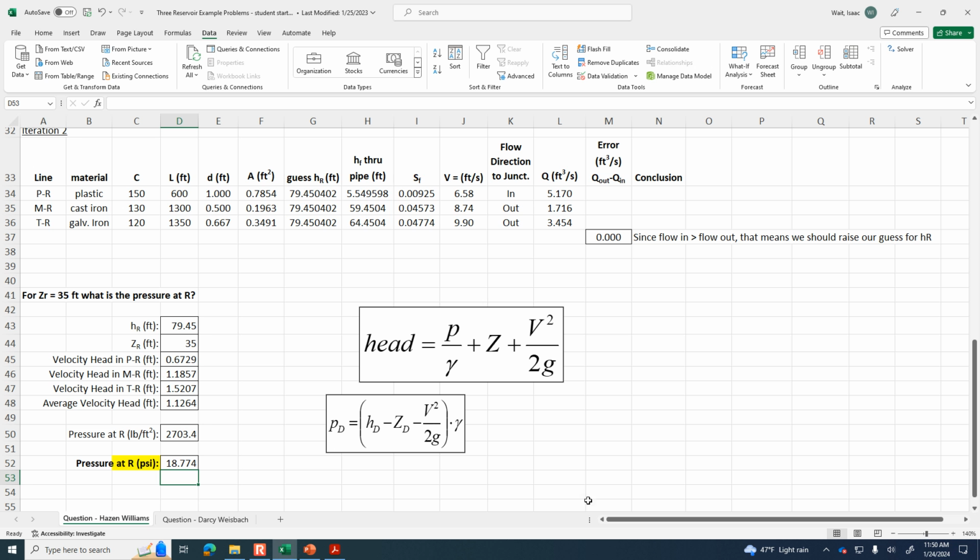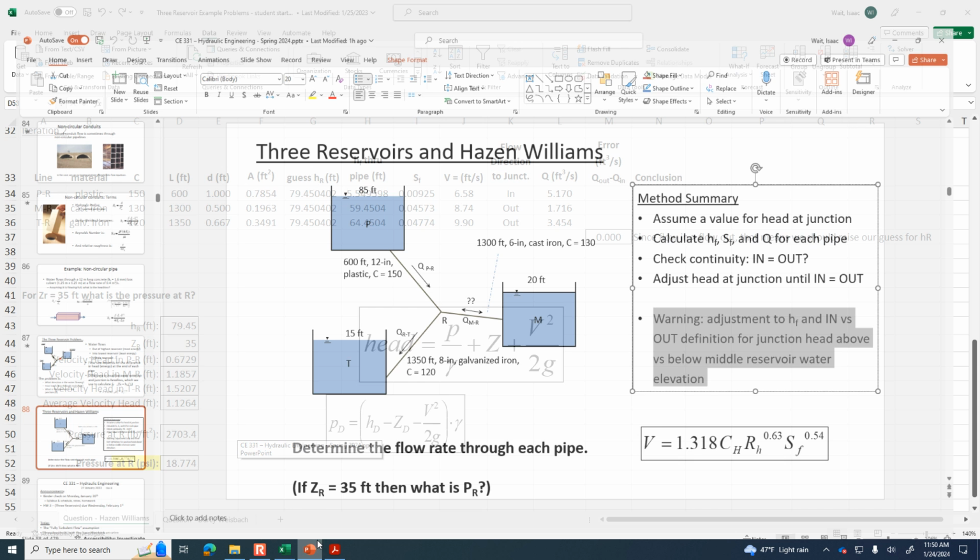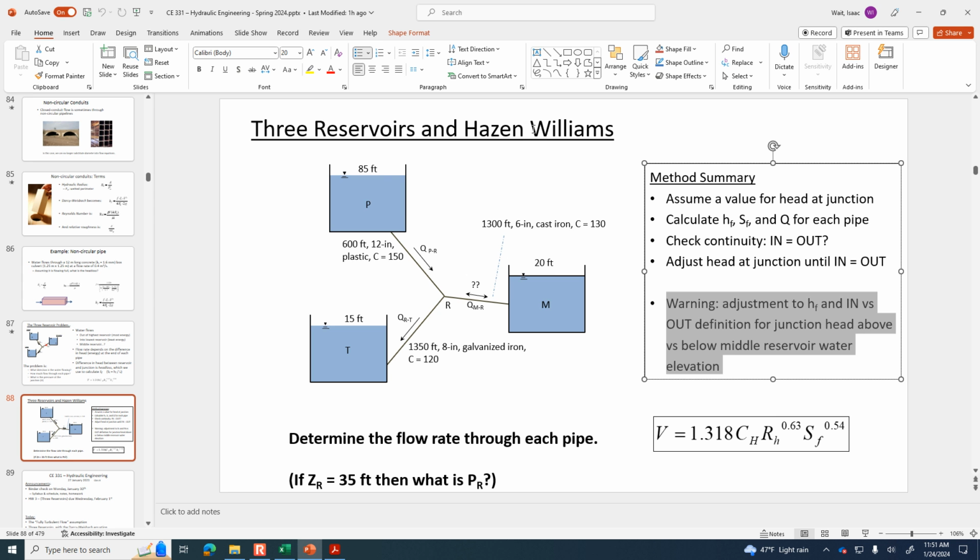All right, it's 11:50, we're out of time. One of your homework problems, if I remember correctly, is a Hazen-Williams version of Three Reservoirs. So you could solve that tonight. You could solve it right now.